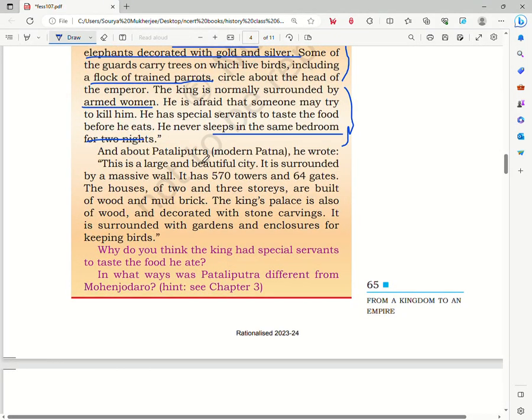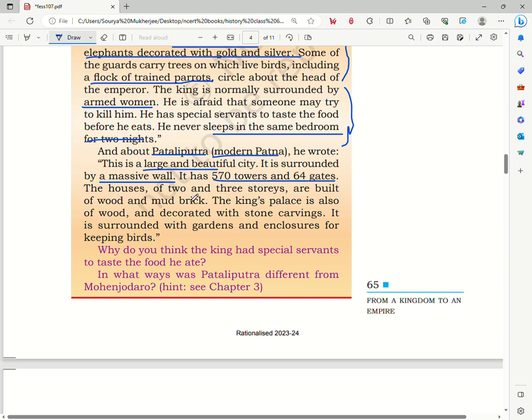And about Pataliputra, modern Patna. So we know that Pataliputra is today known as Patna. He wrote that this is a large and beautiful city. It is surrounded by a massive wall. So as we have read in the previous chapter that the capital of Mahajanpads were surrounded by massive walls. So it has 570 towers and 64 gates.